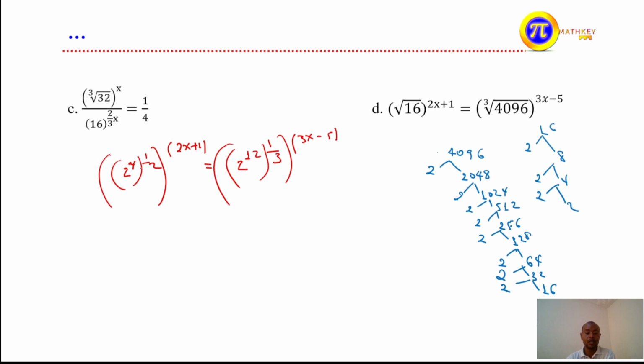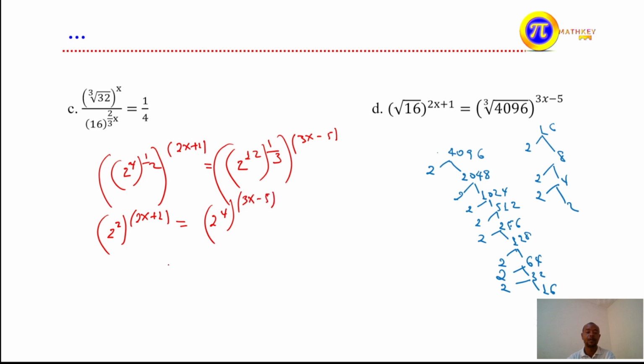Now we take the product of the exponents. Here we have 2 to the power of 4 times 1 over 2, that is 4 over 2, so 2 to the power of 2, all to the power of 2x plus 1, which is equal to 2 to the power of 12 over 3. That is 2 to the power of 4, since 12 divided by 3 is 4, all to the power of 3x minus 5.